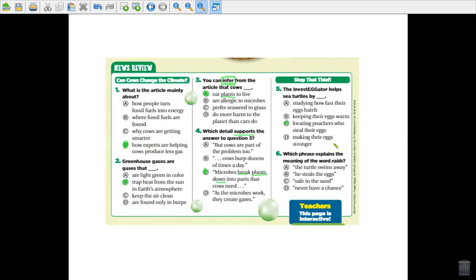Okay, our very last one is, which phrase explains the meaning of the word raids? Raids. Everyone say raids. If you put B, he steals the eggs, then you were correct. Which phrase explains the meaning of the word raids? It's he steals the eggs. If you put B, awesome job.